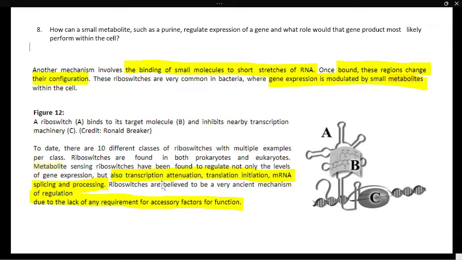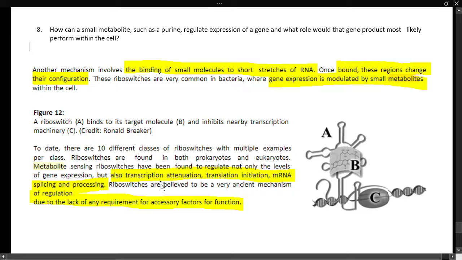I don't know if that's important to mention, but I didn't highlight it. Where is it? Very common in bacteria. It's found in both prokaryotes and eukaryotes. I know I didn't highlight it, but give me a break. Gene expression is modulated by these little guys. You can find them binding to short stretches of mRNA in small molecules. They change the configuration greatly.